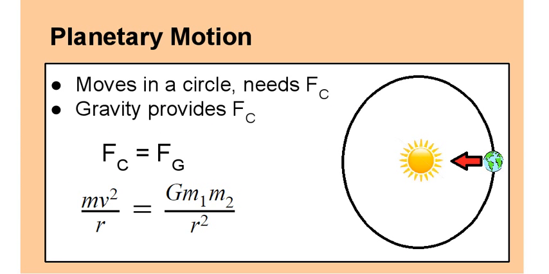Here's what we just talked about. I drew it out instead of doing it here. For planetary motion, we need to move in a circle, we need F sub c. Where am I getting that pull toward the center from? I'm getting it from the force of gravity. Set these two equal to each other, and you'll be fine. Solve for whatever's unknown.